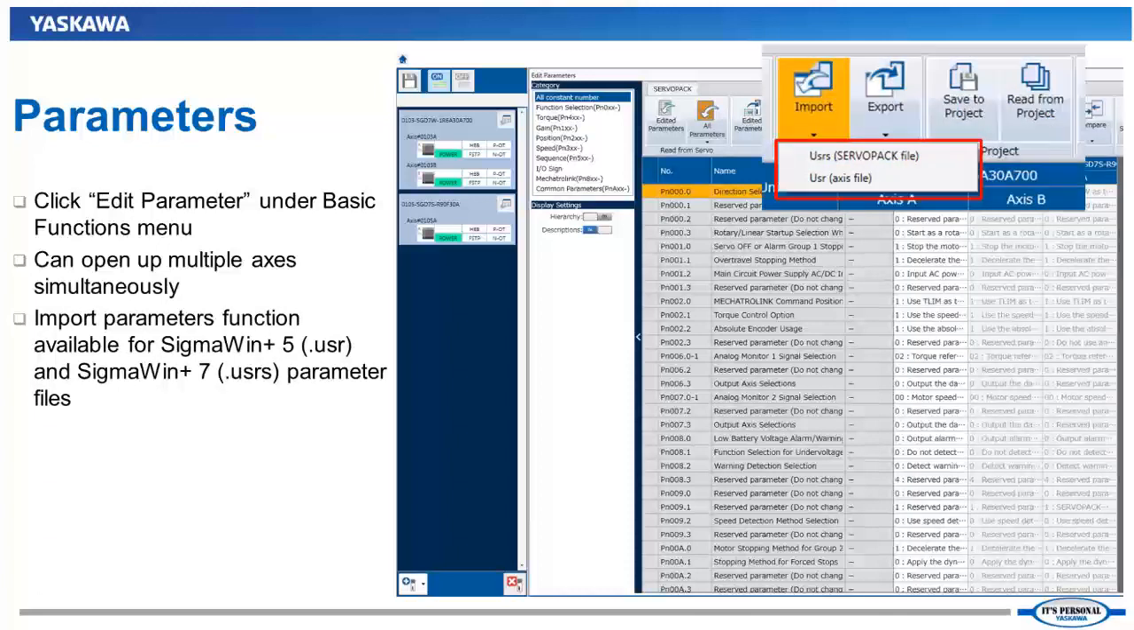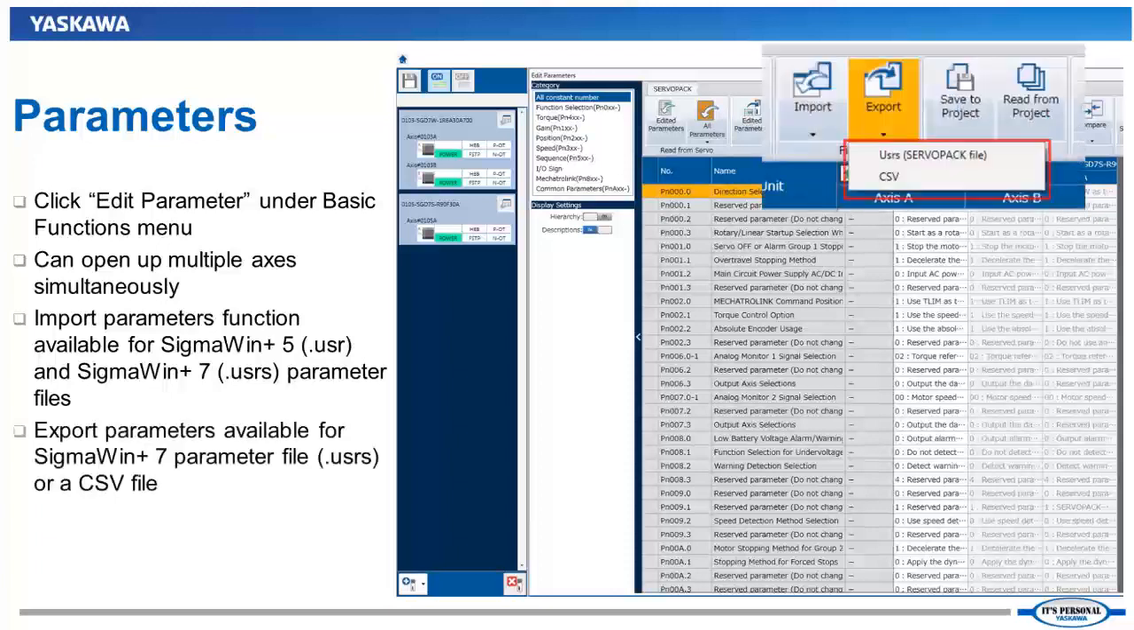There's the ability to import parameters, so you can either import a .usrs, which is the Sigma7 parameter file, or the .usr file, which is the old Sigma7 parameter file. You can also export your parameters to, again, the .usrs, so that'll be your individual SERVOPACK parameter file, or you can export as well to a CSV.